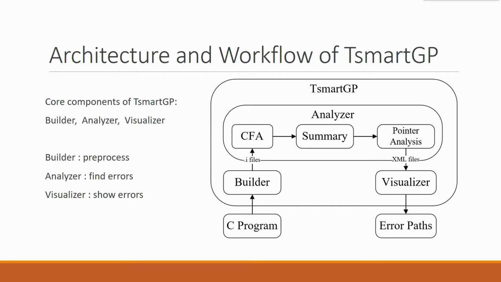TsmartGP contains 3 core components: Builder, Analyzer, and Visualizer. Builder is used to pre-process the program to be analyzed. It transforms the program to control flow automaton. Analyzer calculates function summaries and finds uninitialized pointer errors with pointer analysis. Visualizer shows all the errors and their path in source code.